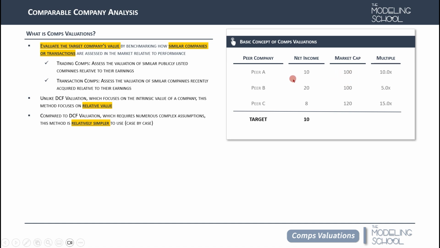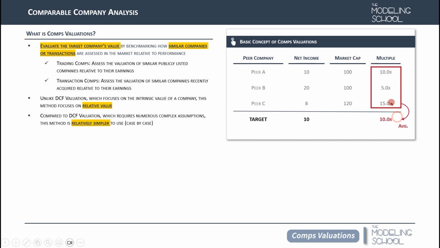So peer A has a net income of 10 and a market cap of 100. Peer B has a net income of 20, but the market cap is the same. It's at 100 as well. Lastly, we have peer C. It has a net income of 8, but a market cap of 120. So what this implies is that peer A is traded at a multiple of 10 times the net income, peer B 5 times the net income. And lastly, for peer C, it's trading at 15 times net income.